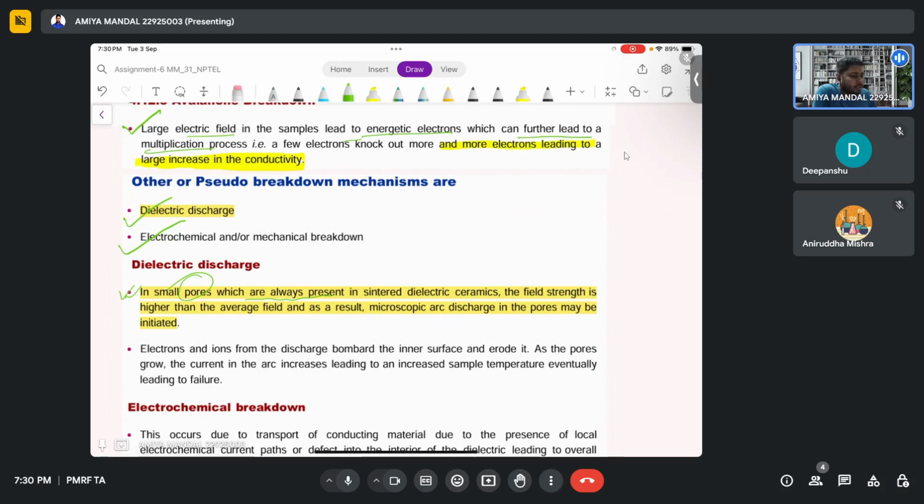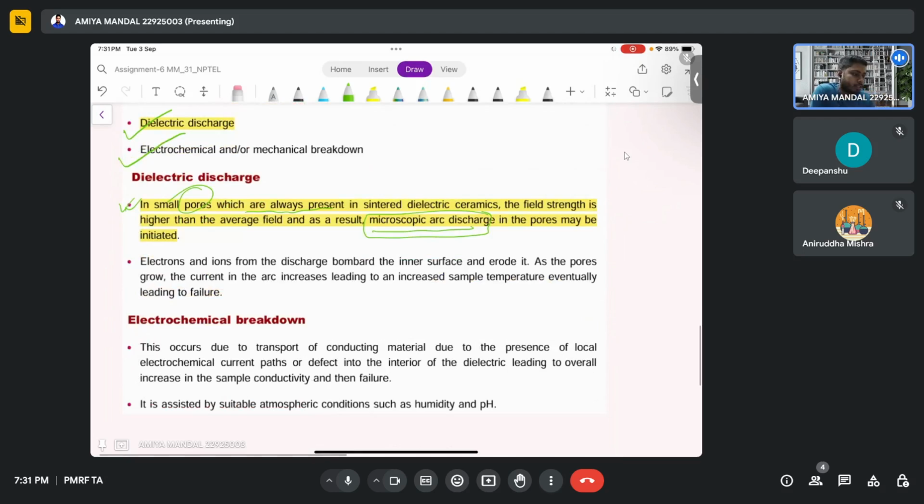The field strength in the pores is higher than the average field, and as a result, a microscopic arc discharge may be initiated in the dielectric material. That's a very important point. And electrons from the discharge bombard the inner surface and erode it. As the pores grow, the current in the arc increases, leading to an increased sample temperature, eventually leading to failure.